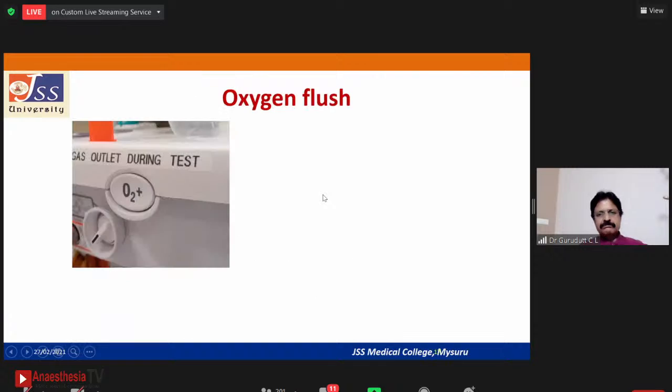So next, the part is the oxygen flush. You all have used this oxygen flush. It can be seen here, with O2 plus. So the button is there, and the button is slightly inside. If you can see, that can also be asked as a short note in the practicals, because by mistake you should not be able to unnecessarily activate this. So that is one thing. That's why it is slightly inside.